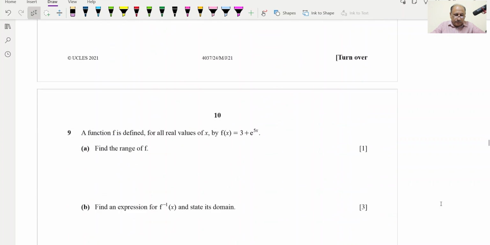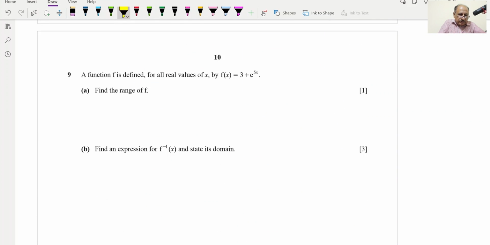So this is done. Question number 9 says a function f is defined for all real values of x by f of x is equal to this one. Find the range of f of x. For the range of f of x, we'll be checking the values like e raised to the power 5x. This value can never be negative, so it's always a positive value.